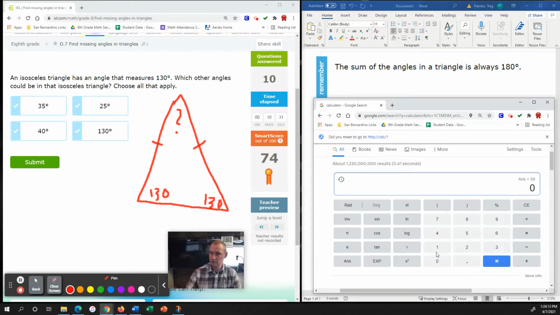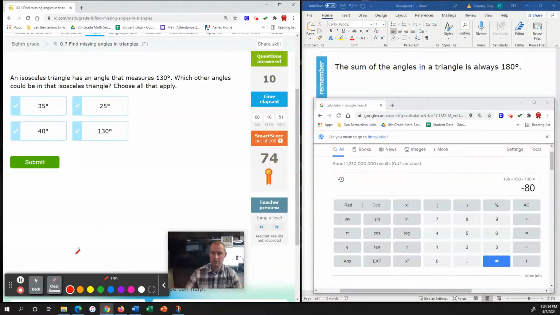All right, so what we're going to do is take 180 minus 130, subtract 130, to give us a non-existent angle of -80, which means 130 cannot go in the two congruent angles. So there's only one scenario for this one. And that scenario is that 130, actually let's try to draw it to proportion. I'm going to back it up. So let's go ahead and clear it.